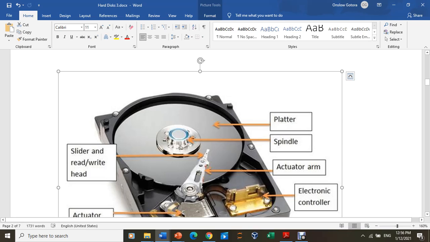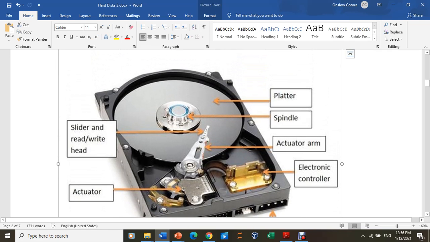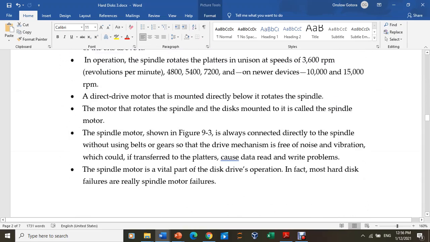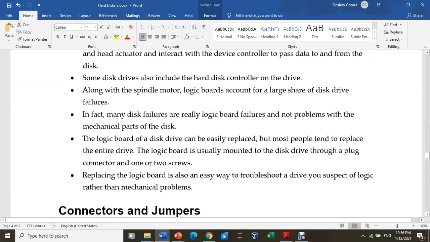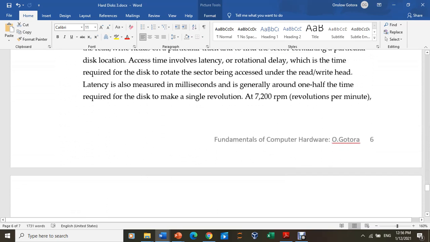Then if we move from this point and the point where this arrow is pointing is now under the read or write arm, that time is seek time, and we add the time it takes to retrieve what is located at that particular location. It now becomes access time. Now let's move on. That was for access time.